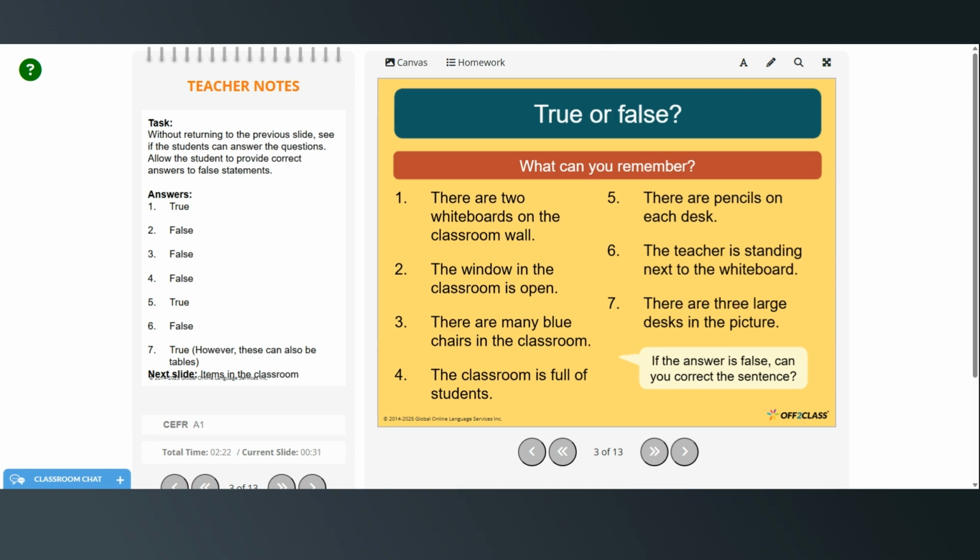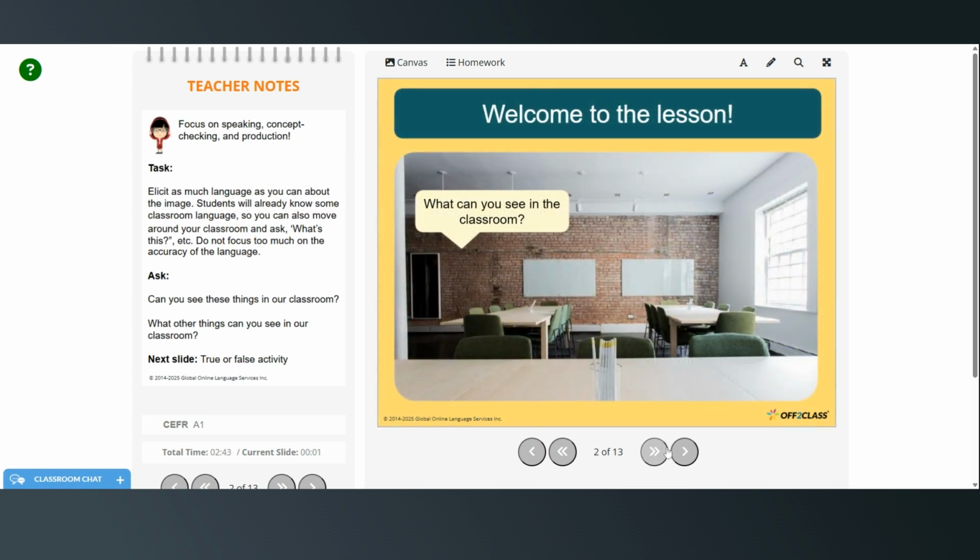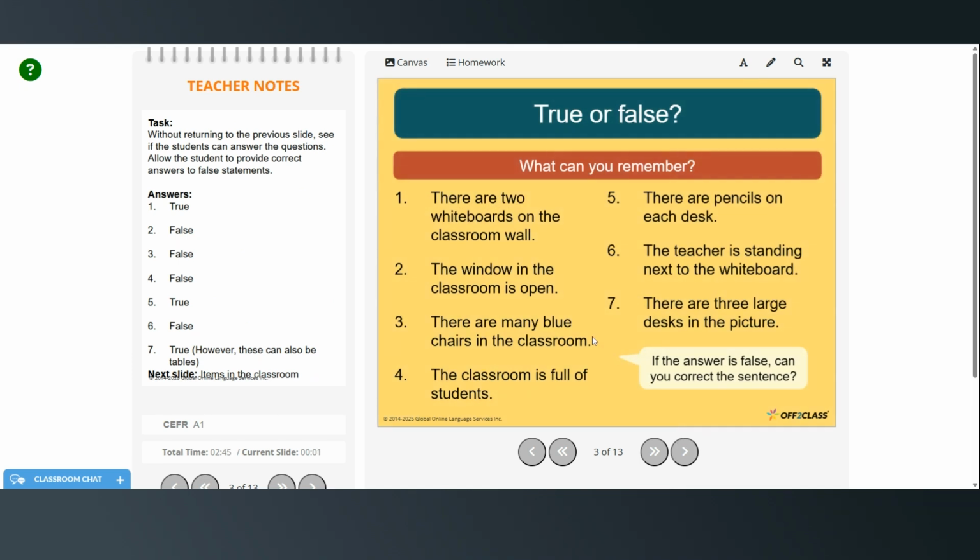All right, so there are two whiteboards on the classroom wall. That is true. The window in the classroom is open. That's false. It should be the window is closed. There are many blue chairs in the room. That's false. The chairs are actually green. The classroom is full of students. That one is false. The classroom is not full of students, or you could say the classroom is empty.